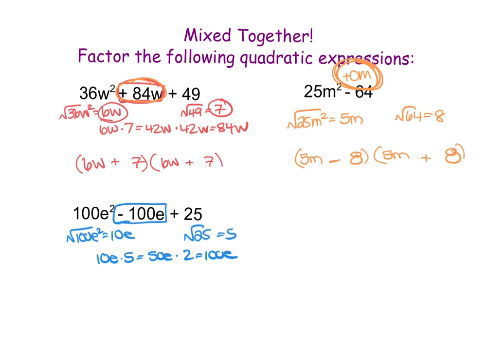So now to write this into factored form, I take my 10e and my 5 and put 10e in the front of each parenthesis, 5 in the back, and then because I have a negative middle term here and need this to be a negative 100e, I know I'm going to have 2 subtractions.